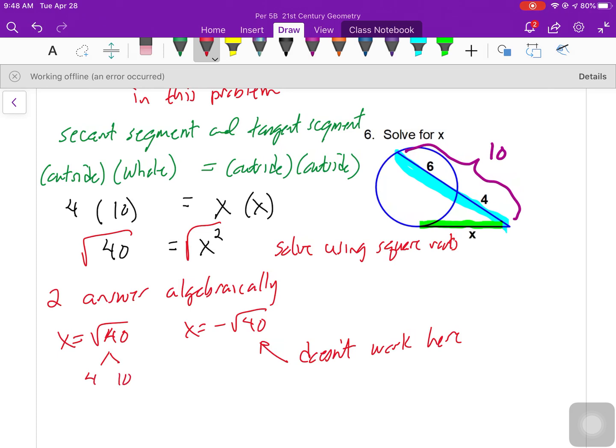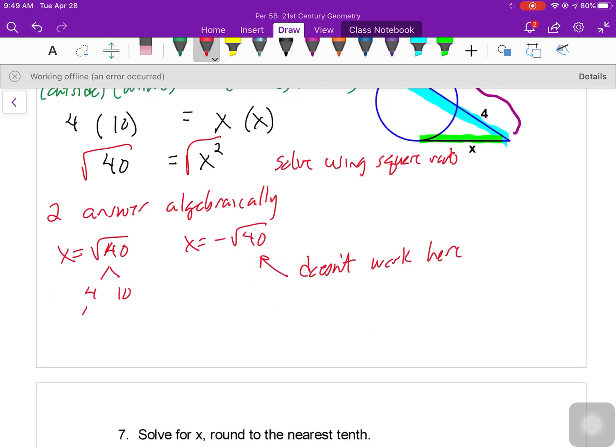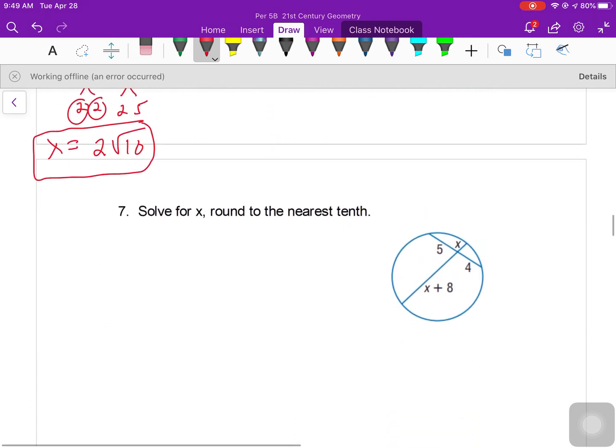So we'll have to break this down. We'll break it down into 4 times 10. 4 will break down into 2 times 2, 10 into 2 times 5. Because we have two 2's, we can take a 2 out, and inside there we'll still have a 10. So this would be our answer, since they didn't ask us to round.